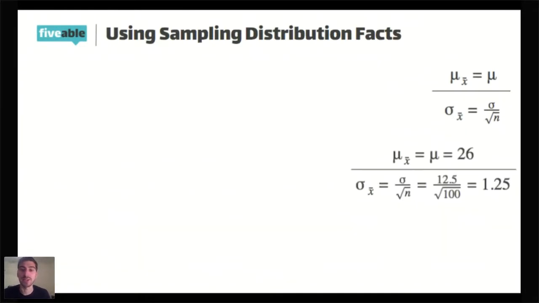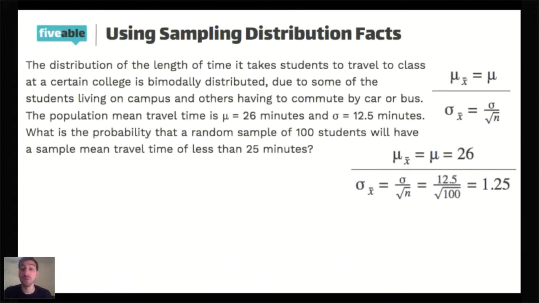And as an extension to this, new question this time, same setup. What is the probability that a random sample of 100 students will have a sample mean travel time of less than 25 minutes? So instead of asking you for a single individual taking less than 25 minutes to get here, like you might have done back when you were learning about normal distributions, now I want to know the chance that a sample of 100 students will have an X-bar of less than 25 minutes.